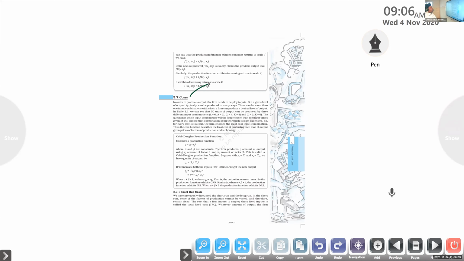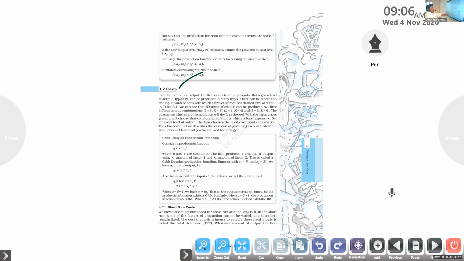So in order to produce output, the firms need to employ inputs. Definitely, we know that without input there is no output. But a given level of output typically can be produced in many ways. So if we are not going to make any changes in the output, we are able to choose different combinations, yes or no? Different combinations we can choose, as we already saw.